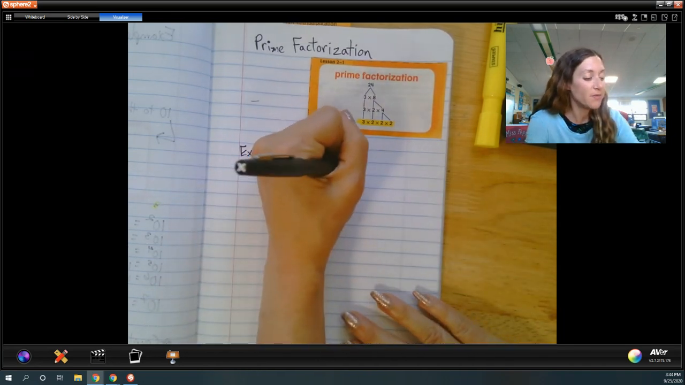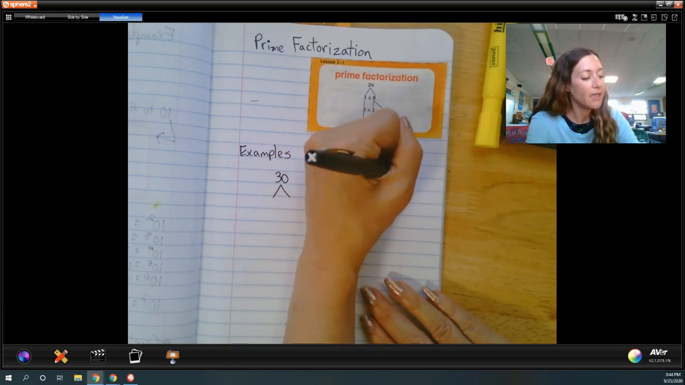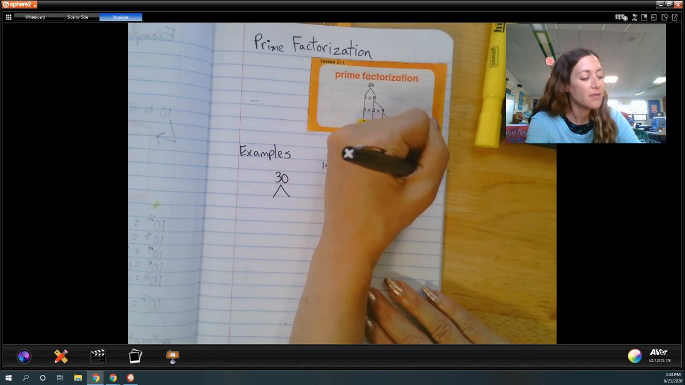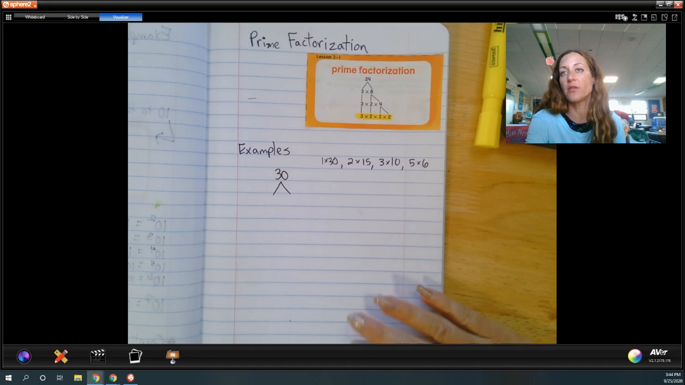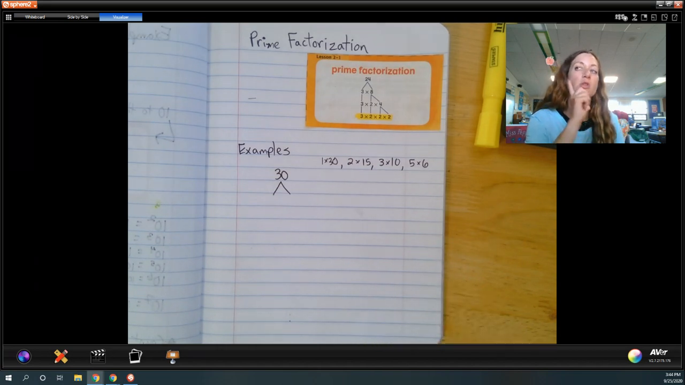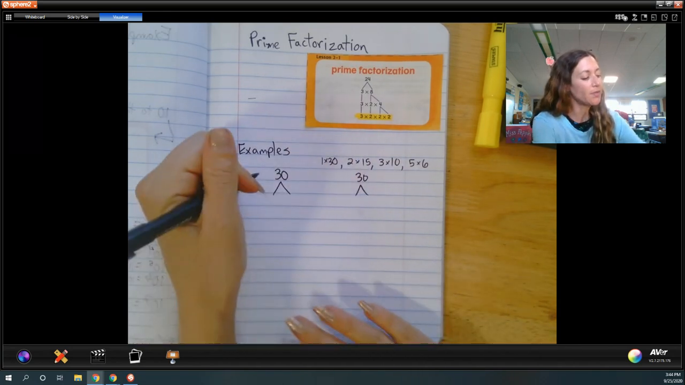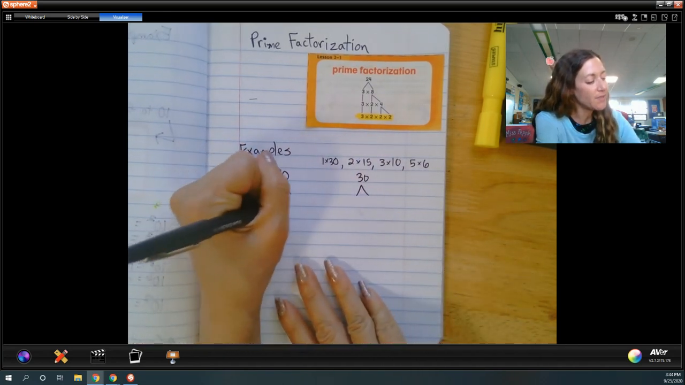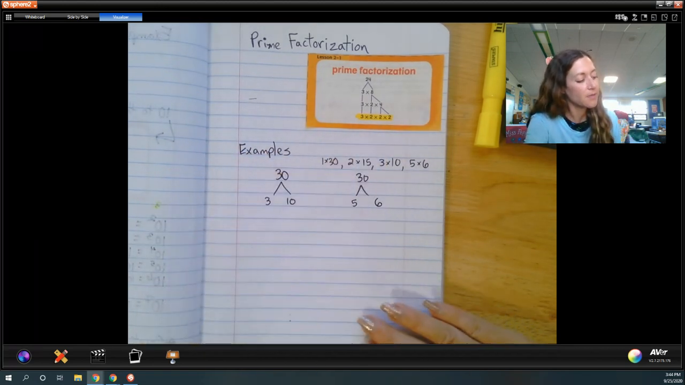I have 2 times 15. I have 3 times 10. And I have 5 times 6. There are no other factor pairs that will multiply together to get me 30. So, what shall I go with? It really doesn't matter, because I'm going to get the same answer any way I go. And to prove it to you, I'll give you 2 examples. Let's do 3 times 10 and 5 times 6.